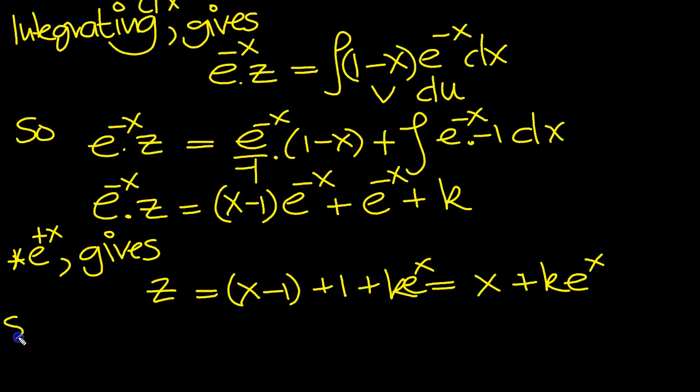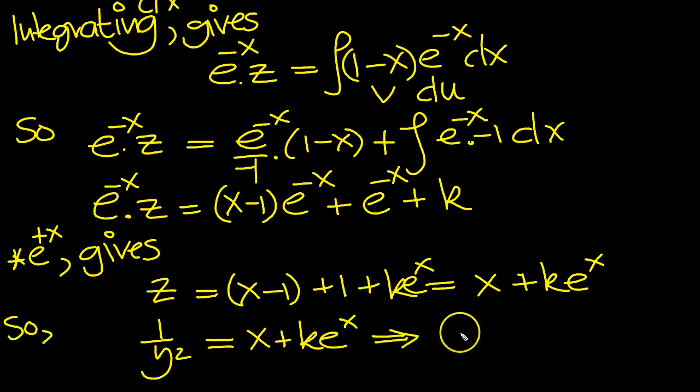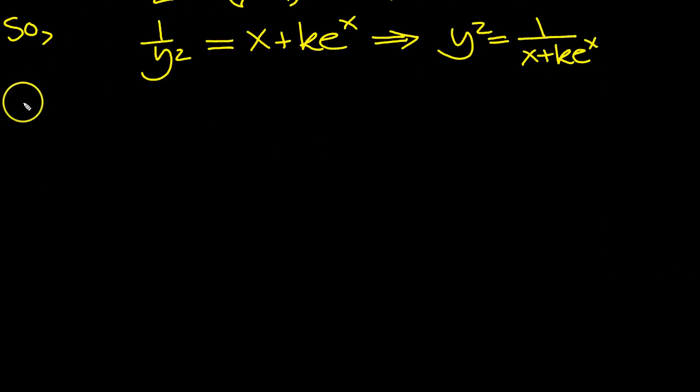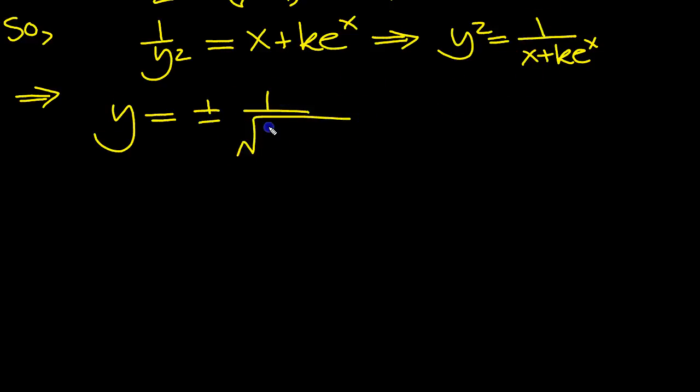Z is 1 over y squared then. So 1 over y squared, so put that in at the end now, is equal to x plus k e to the x. So that tells us then if we invert the two sides, y squared equals 1 over x plus k e to the x. There we go. Now we can square root both sides if we want, to get an explicit form. So that implies then y is equal to plus or minus the square root of this, which is 1 over the square root of x plus k e to the x. There we go.